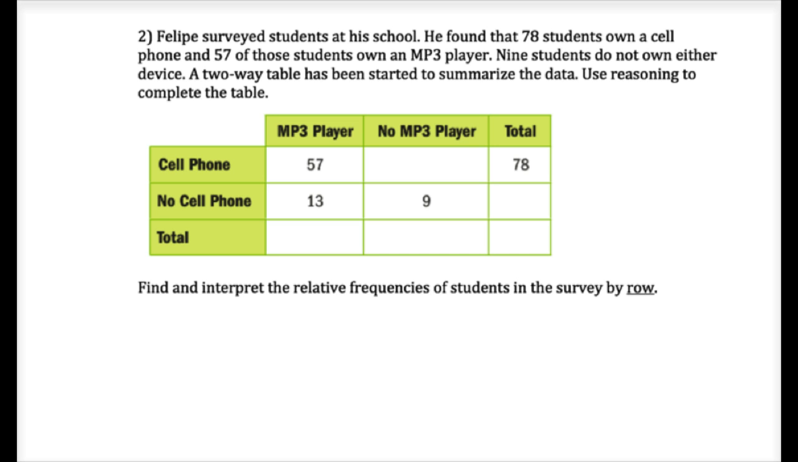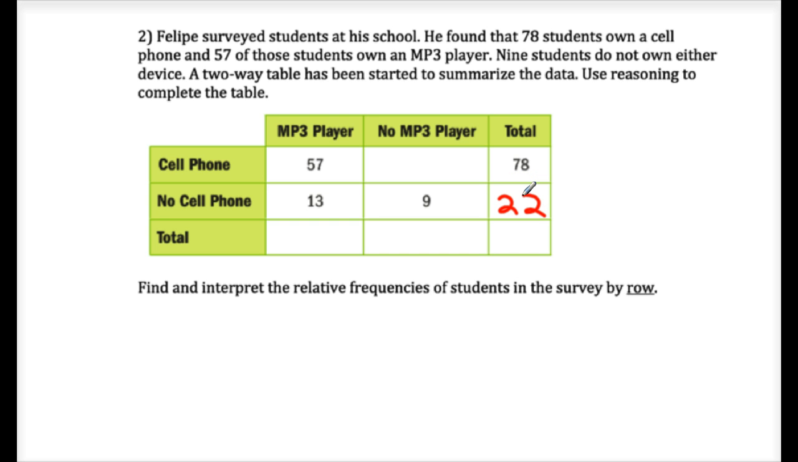Guys, with all that information, you can now fill out the rest of the table. Go. Colin, give me one other number you can figure out quickly. 22 is the total for no cell phone. Guys, that's where I'd start. 13 and 9, we know have no cell phones. With an MP3 player is 13, no MP3 player is 9, so it'd be 22.